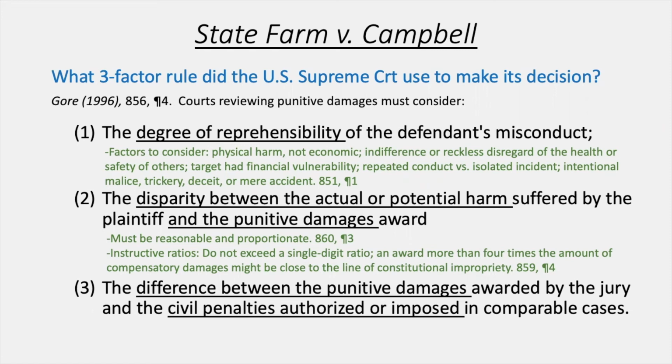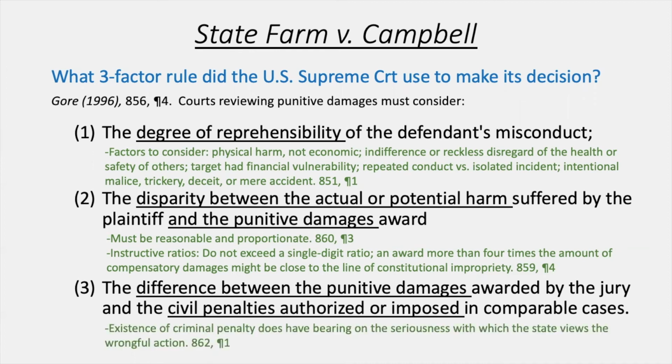An award more than 4 times the amount of compensatory damages might be close to the line of constitutional impropriety. The third factor is pretty self-explanatory, where you want to just compare the punitive damage award and see if it's close to the amount that is awarded in civil penalties. You can also look at criminal penalties because those can bear on the seriousness with which the state views the wrongful action. If the punitive damages are excessively higher than the criminal or civil penalties, well, it might be unconstitutional.